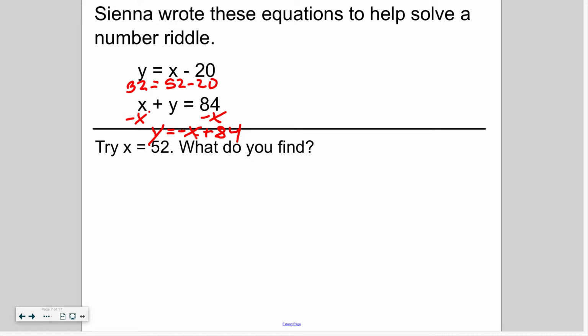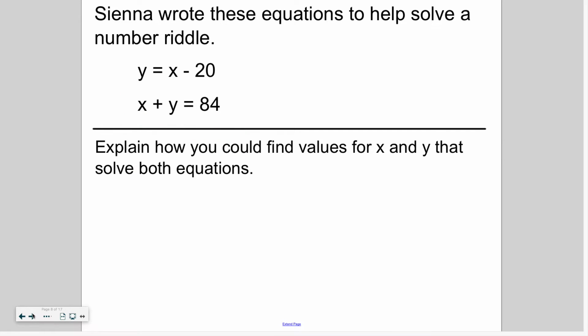But graphing sometimes doesn't make sense, because if you graph that, your x would have had to be 52 and your y would have been 32. That would have been a monster to graph. So we have another option. There's a few options, but we're going to talk about one today.